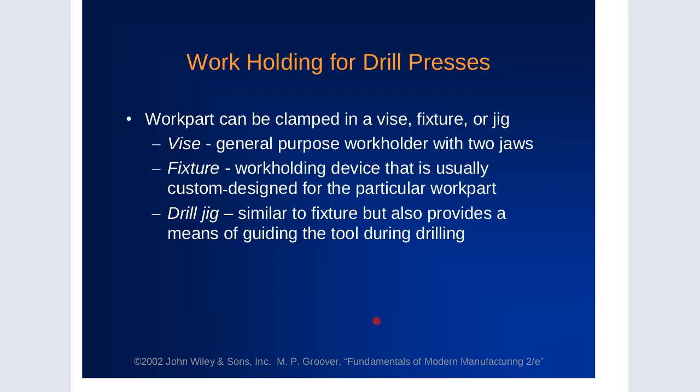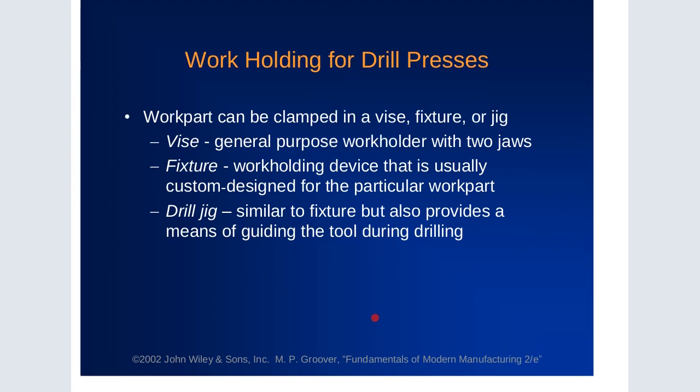And others are called the work holders on a drill press. The work part can be clamped in a vise, fixture, or drill jig. That is the general purpose work holder with two jaws. What is a fixture? A work holding device that is usually custom designed for the particular work part. What is a drill jig? Sometimes a fixture, but it also provides a means of guiding the tool during drilling.